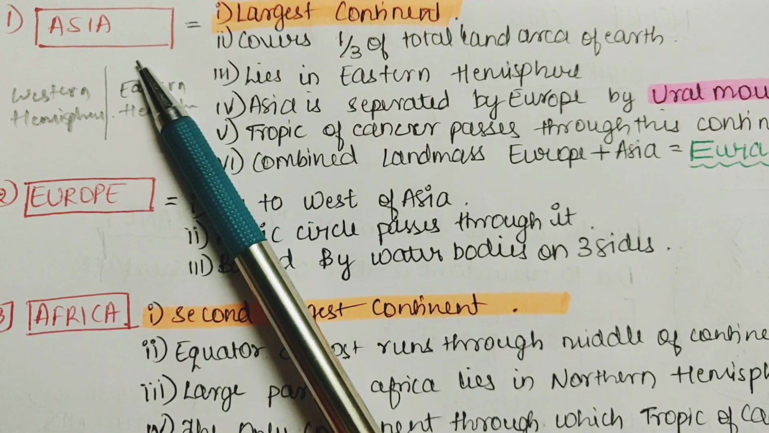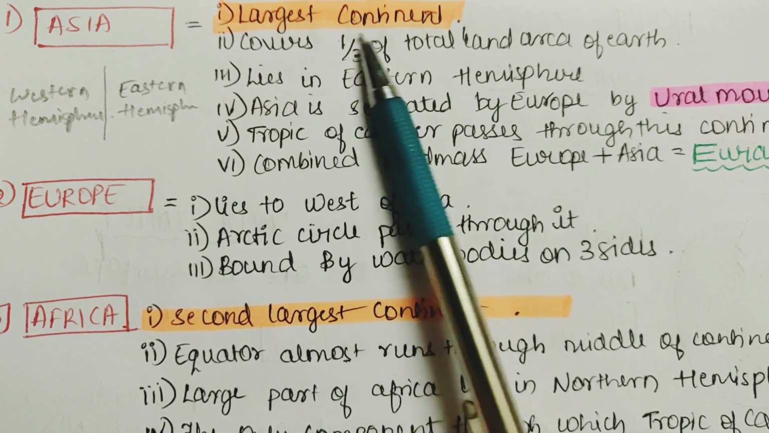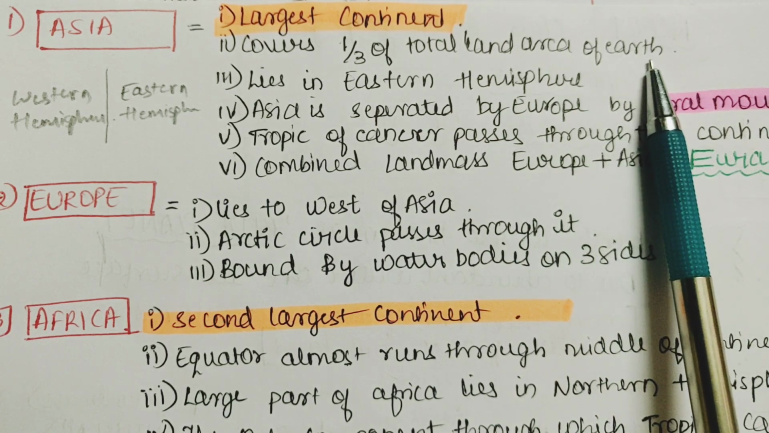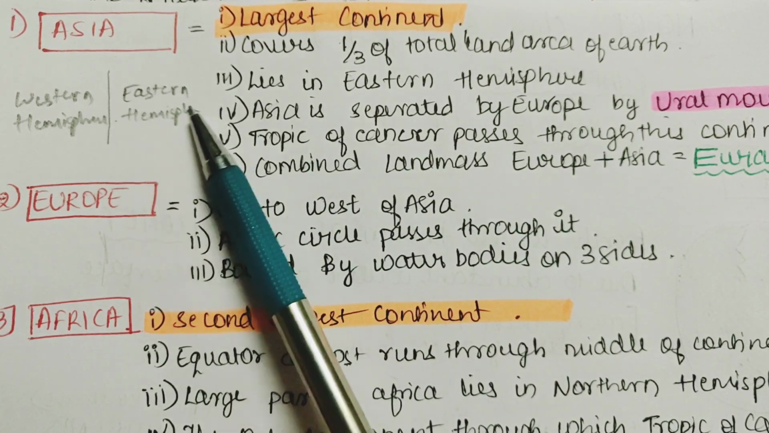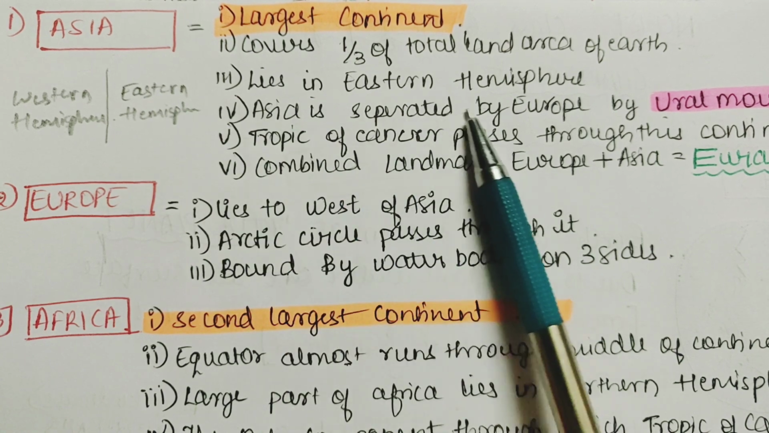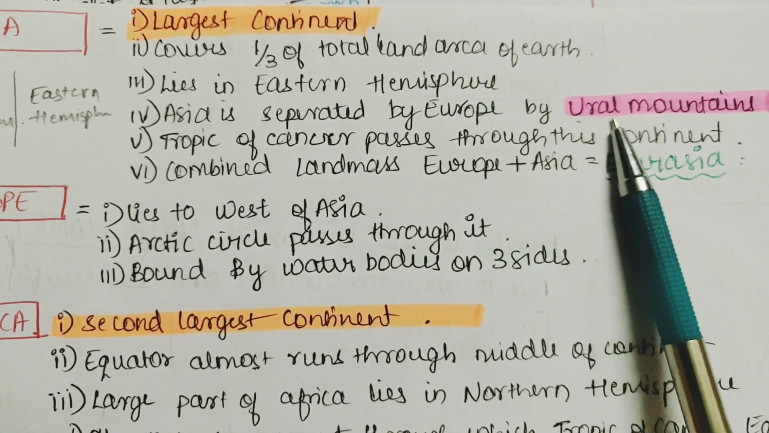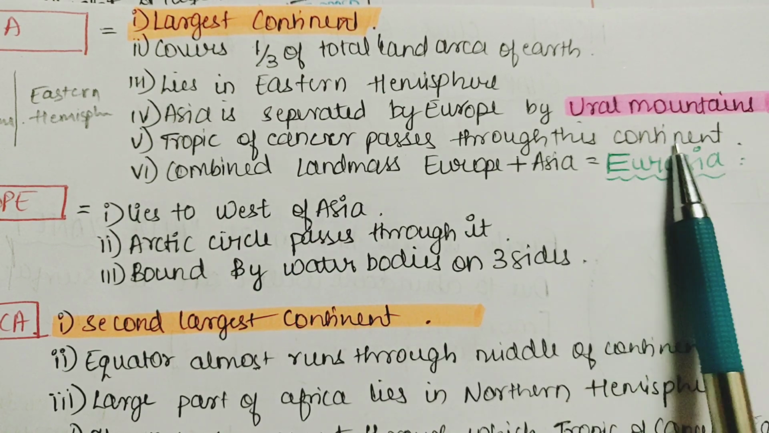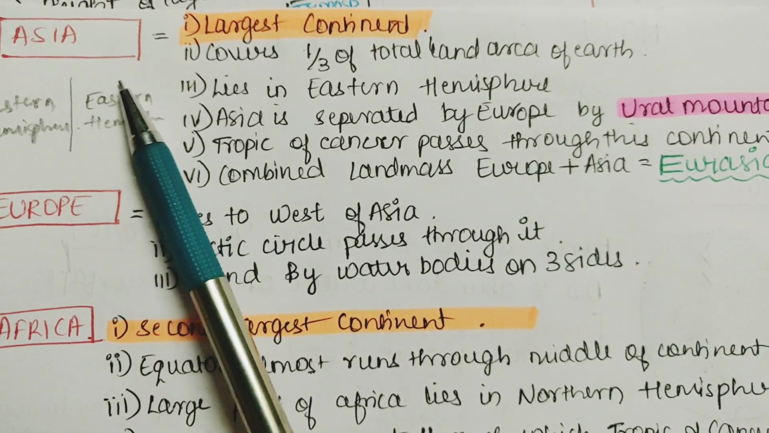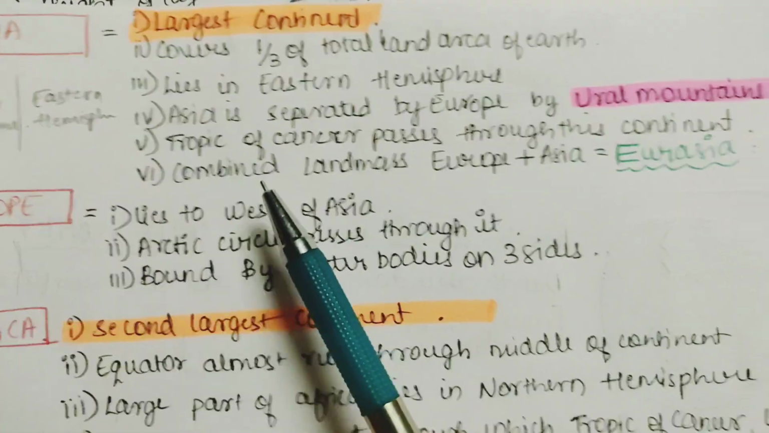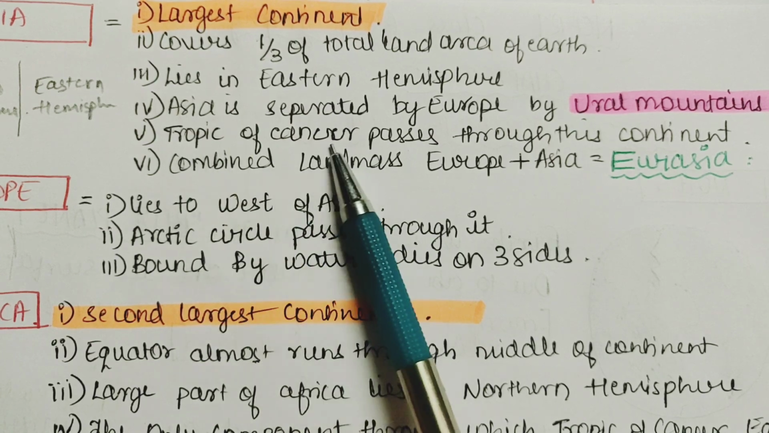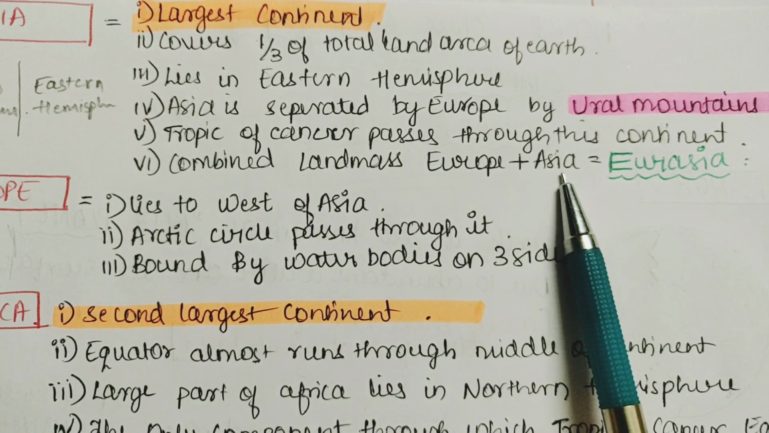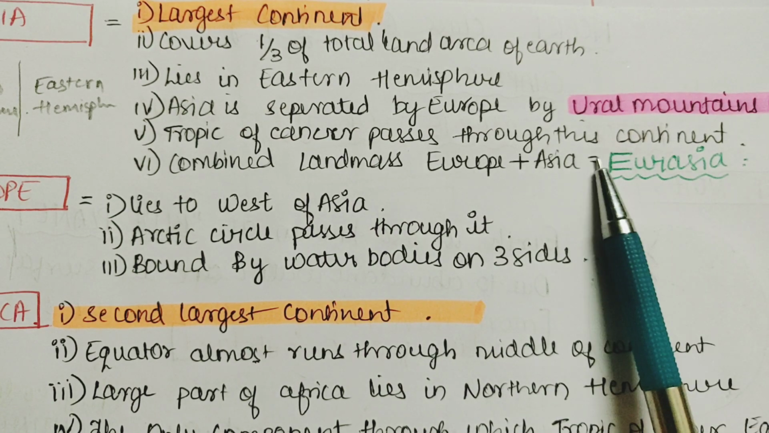The first one is Asia. Asia is known as the largest continent. It covers 1/3 of the total land area of the Earth. It lies in the eastern hemisphere. Asia is separated from Europe by the Ural Mountains. The Tropic of Cancer passes through this continent. It means that Asia is in the northern hemisphere. So in the northern hemisphere we have this Tropic of Cancer. The combined landmass of Europe plus Asia is known as Eurasia.